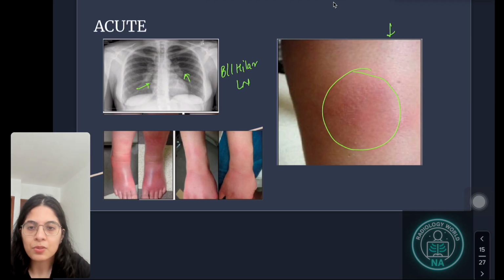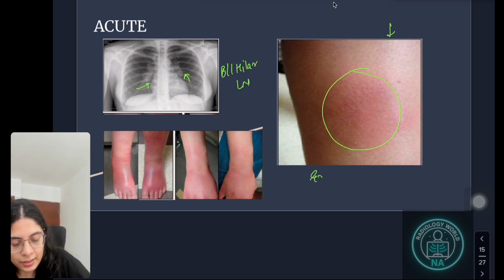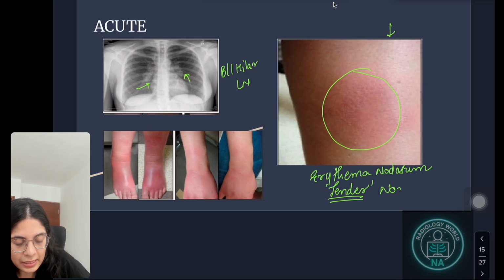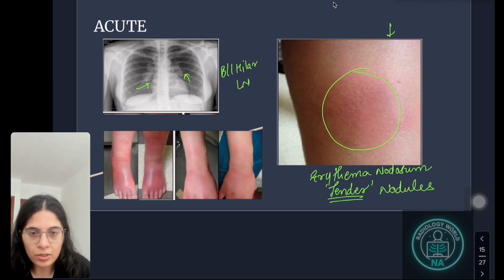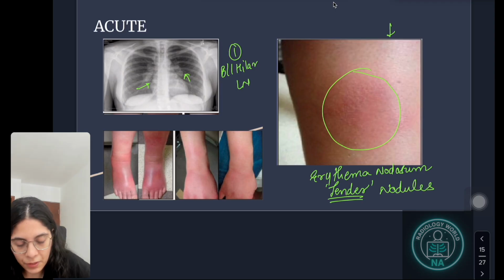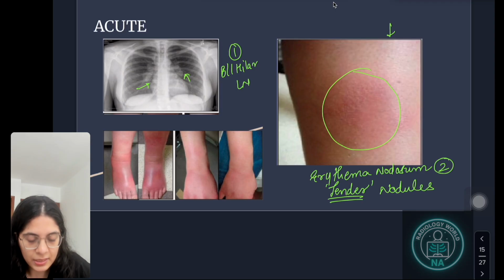So the patient was presenting with some tender nodular lesion. So this is basically your erythema nodosum. The history characteristically over here is that these are tender nodules, which are present on the anterior aspect of the leg. So that is one thing. So one is we saw bilateral hilar lymphadenopathy, second is we see erythema nodosum.